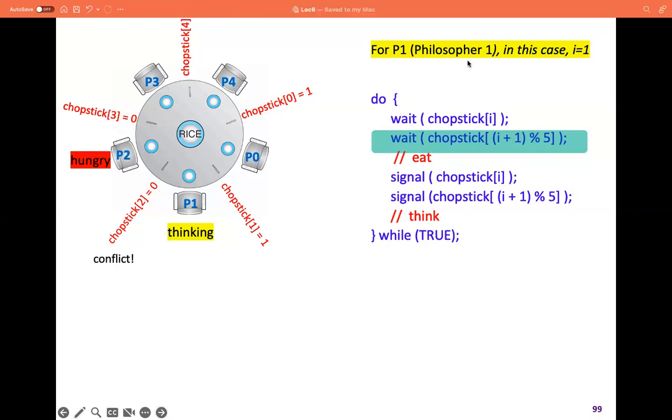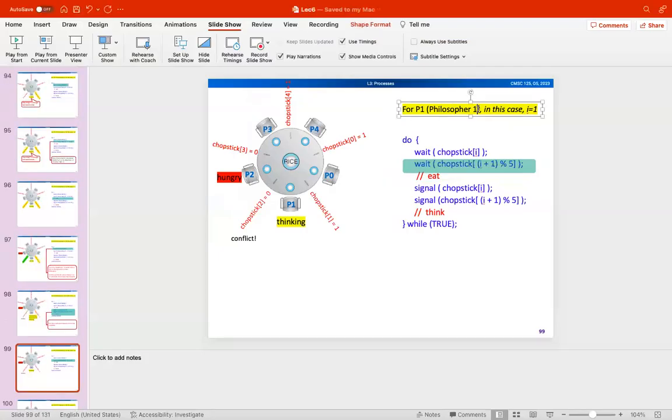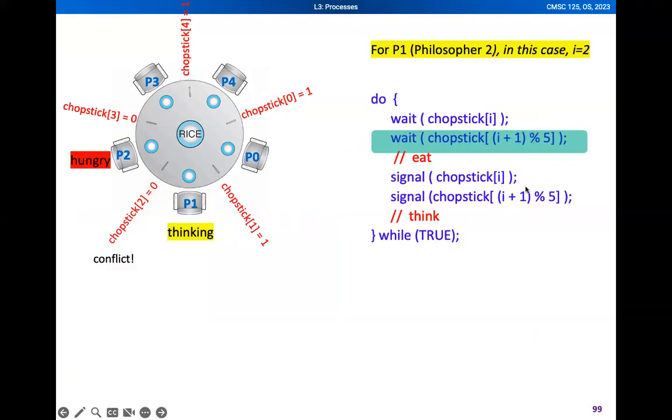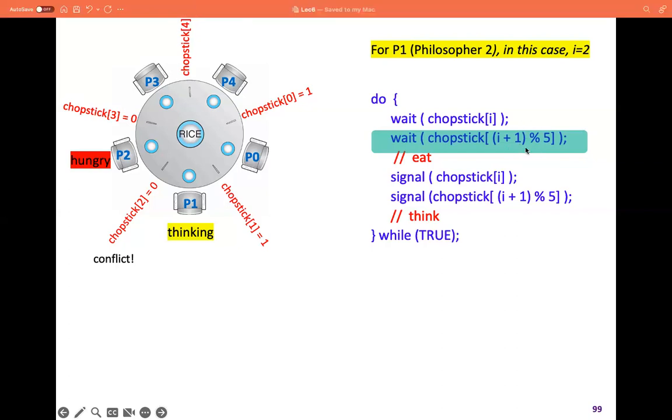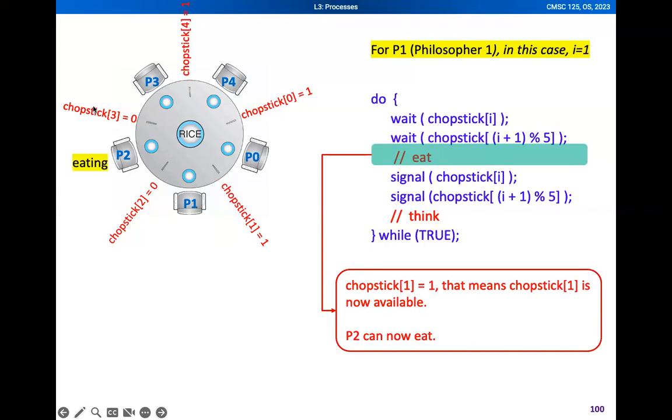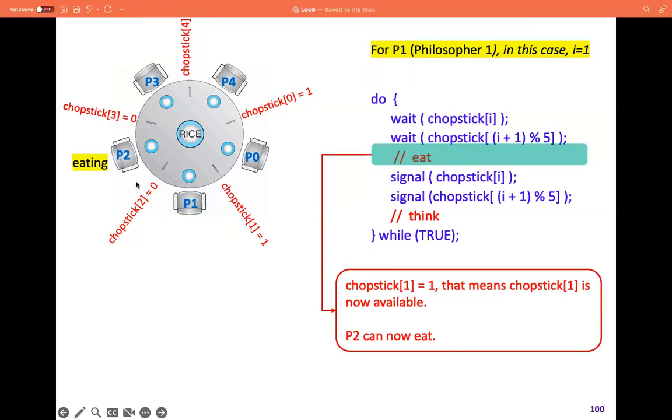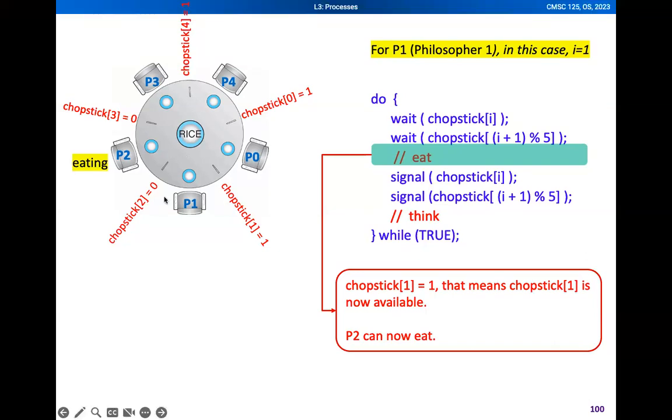Since we have philosopher 2, this is supposed to be philosopher 2. So 2 plus 1, that is 3. Modulo 5, that is still 3. So it can pick up the chopstick of 3. You can see here that the chopstick of 2 and the chopstick of 3 are now equal to 0, and P2 is now eating.